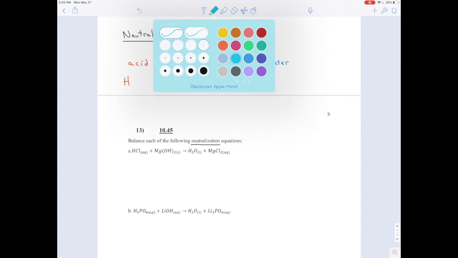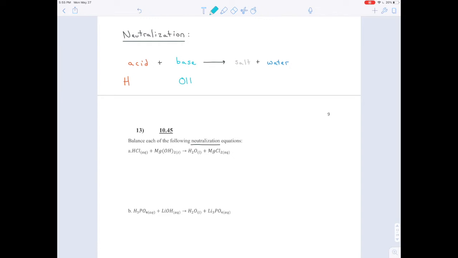Bases will be able to be recognized most of the time by OHs in them. Remember the Arrhenius definition of a base from earlier in this chapter. The bases usually have OH minuses in them. And then you will get a salt.